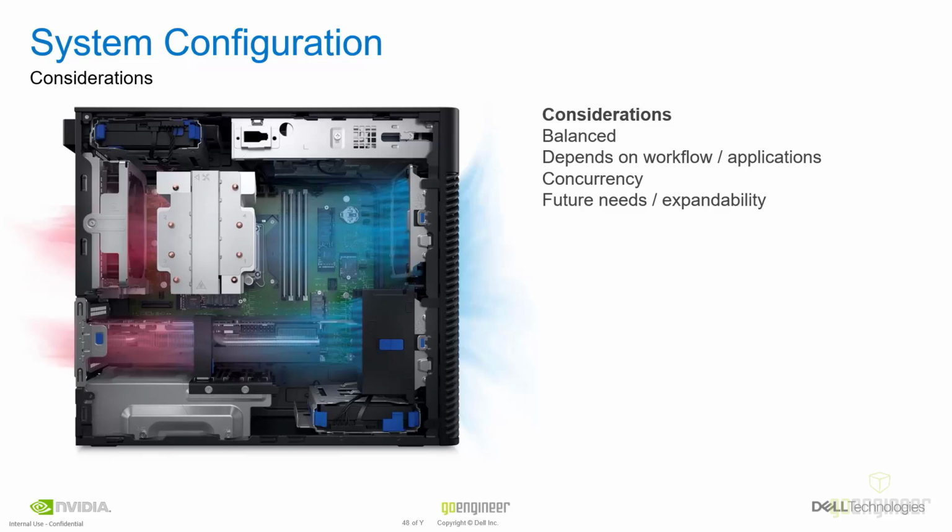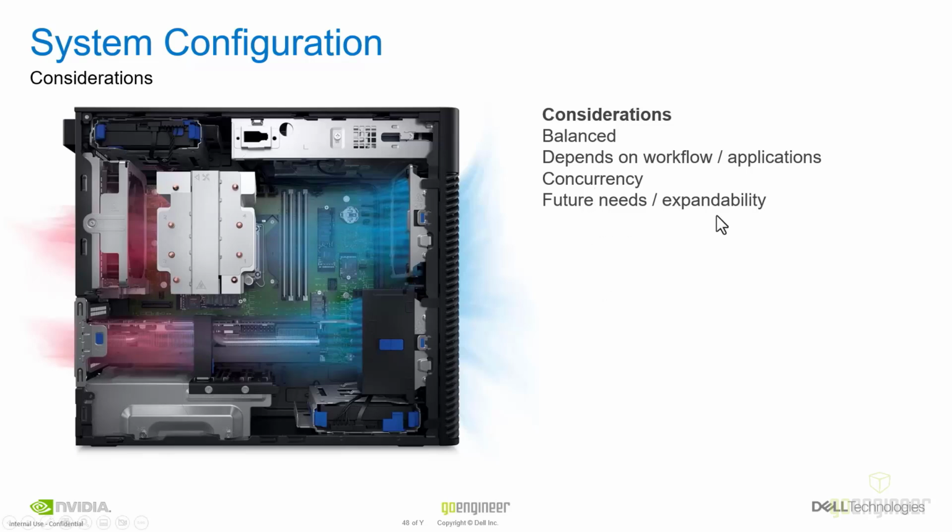Concurrency is another thing to consider. And this is, are you going to be doing multiple tasks simultaneously? For example, are you going to run SOLIDWORKS Visualize and do a rendering in the background while you're trying to do some part modeling at the same time? So keep that in mind, because now you're doing two things at once, and that will put extra demands on the system. So you might need a few more CPU cores. You might need some extra memory to make sure you can load all that stuff at the same time.